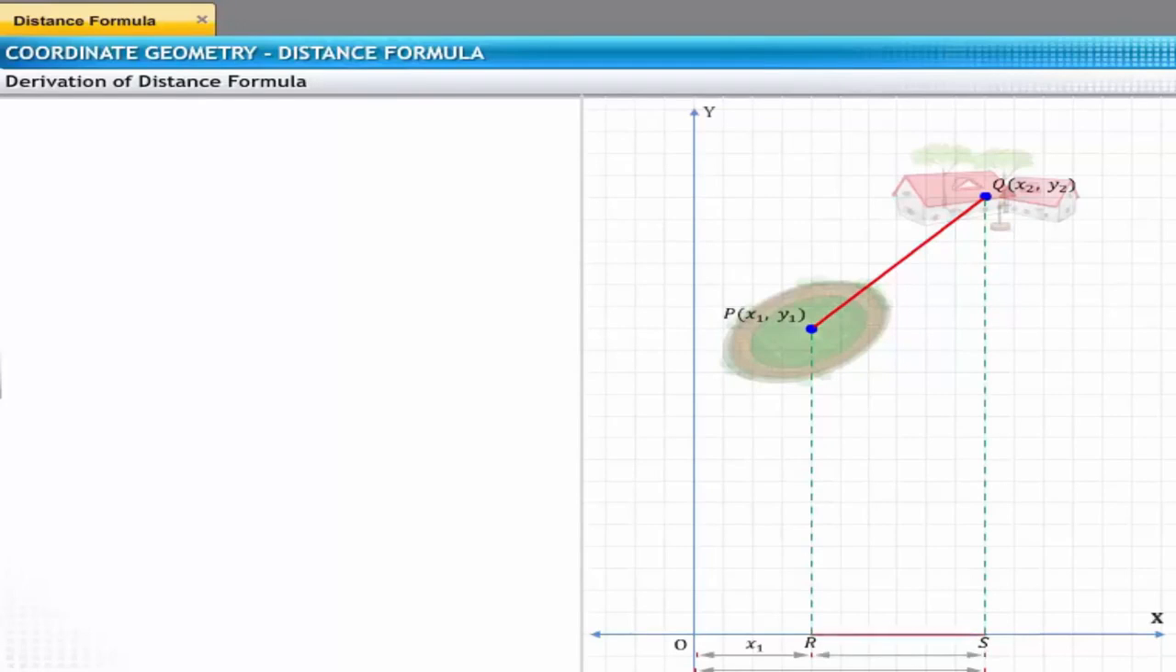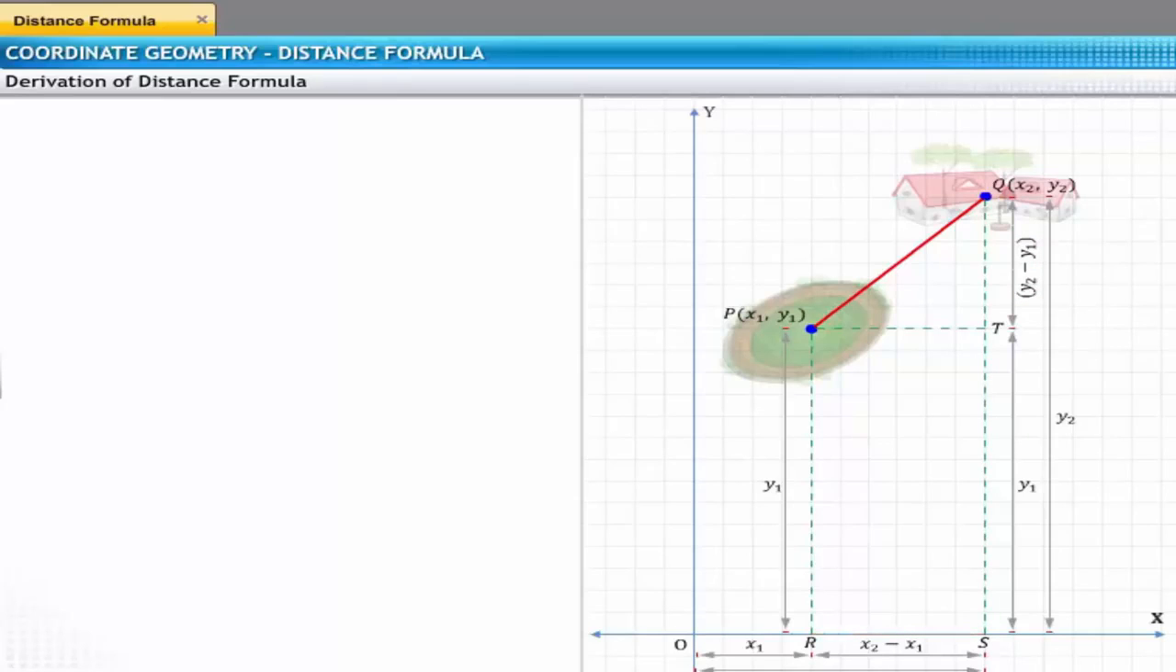Now, the length of RS can be determined. RS equals OS minus OR, which is x2 minus x1. Next, we draw a perpendicular line from point P to line QS intersecting at point T. If you notice, the distance from point P to R is y1, because the y-coordinate of P is y1, which is equal to ST. Similarly, distance from Q to S is y2. Therefore, distance TQ equals SQ minus ST equals y2 minus y1.